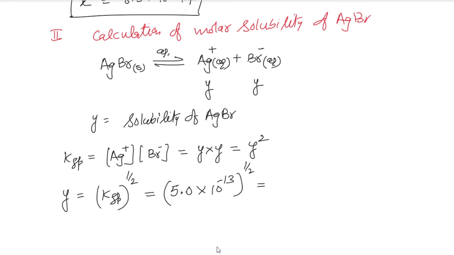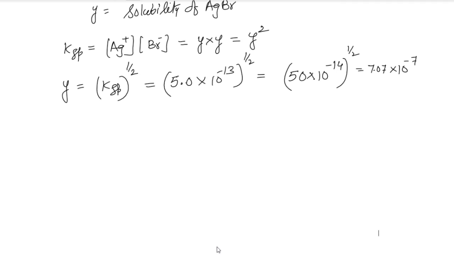Take it as 50 into 10 raised to power minus 14, raised to power 1 by 2. So it becomes 10 raised to power minus 7 into square root of 50; 7 squared is 49, so it is 7.07 actually. So this is the solubility of AgBr.